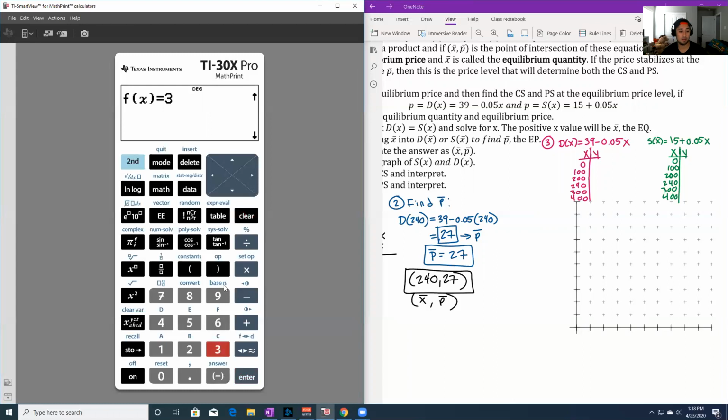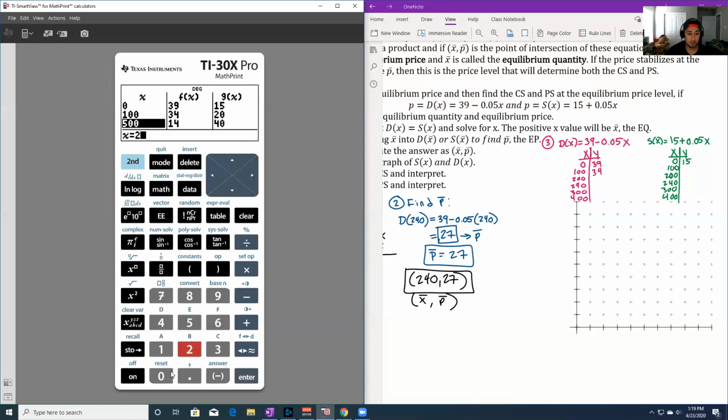Watch this. 39 minus 0.05x, enter. 15 plus 0.05x, enter. Ooh, 2 XY charts, love it. So I type in 0, and for the first one I get 39. For the next one I get 15. Type in 100, it's already there. I get 34, and I get 20.